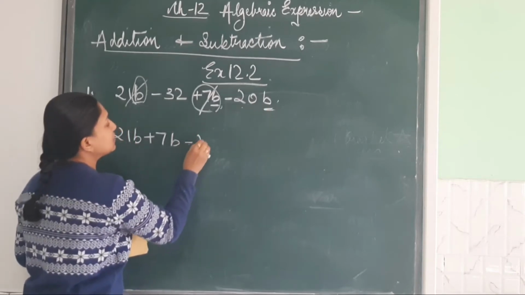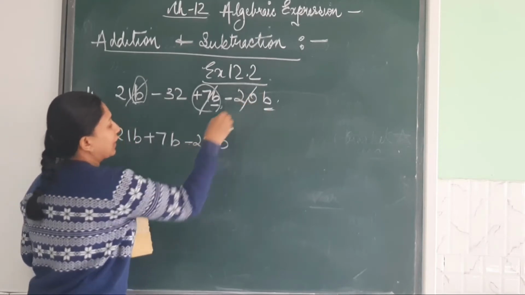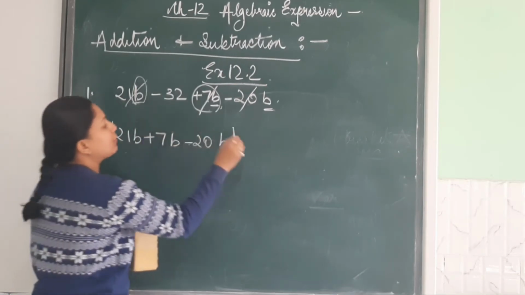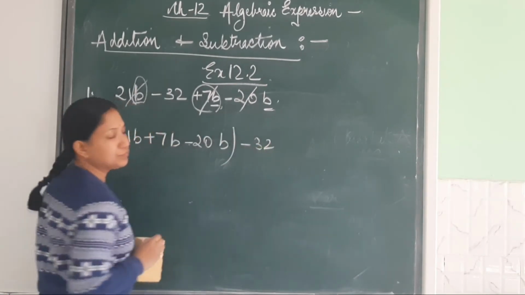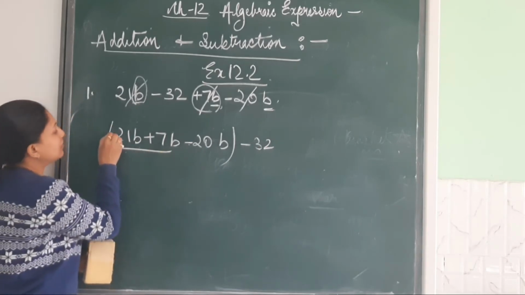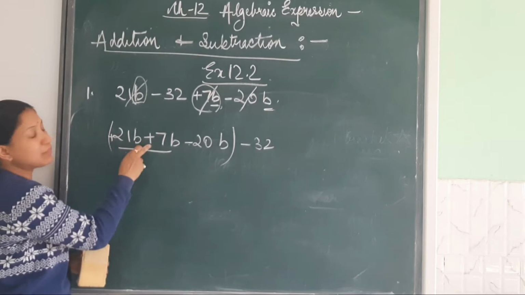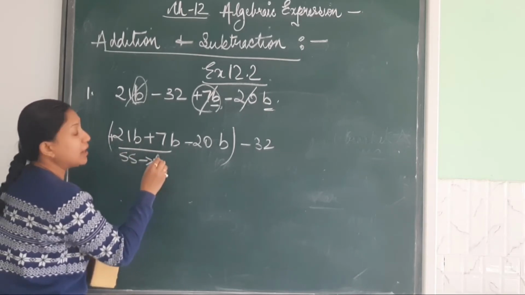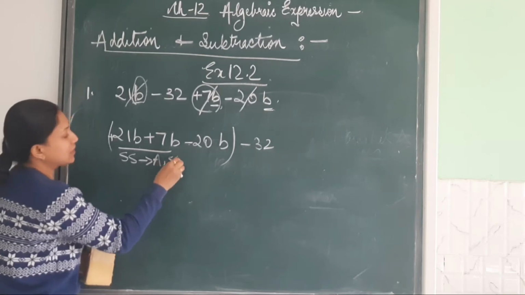See, minus 20b. Write down this also. So this is our like term, minus 32. Now put a bracket, solve this first. Same sign. See, plus sign plus same sign. So for same sign, what do we do? We add and put the same sign.